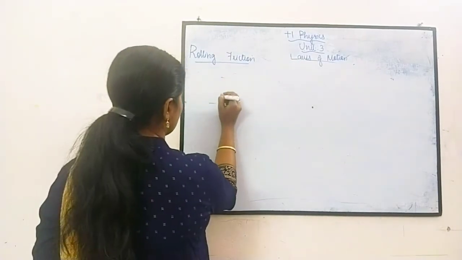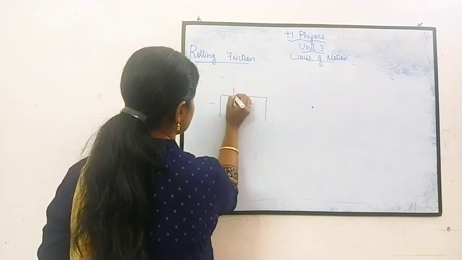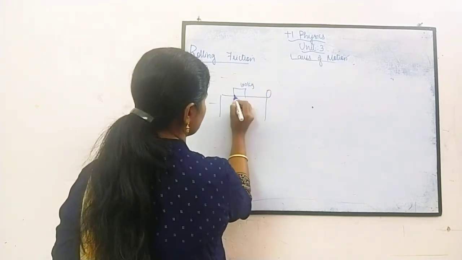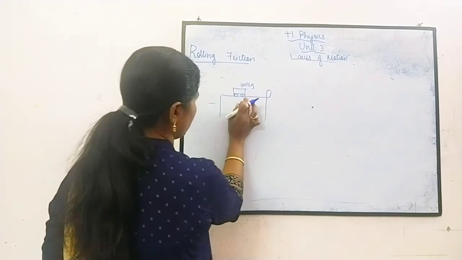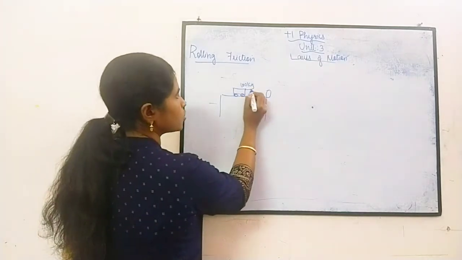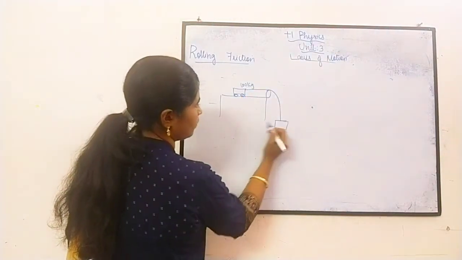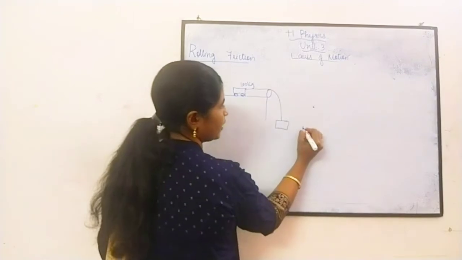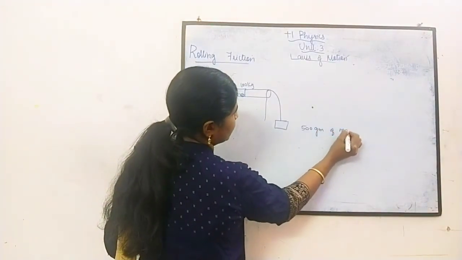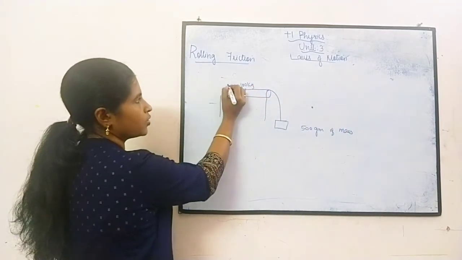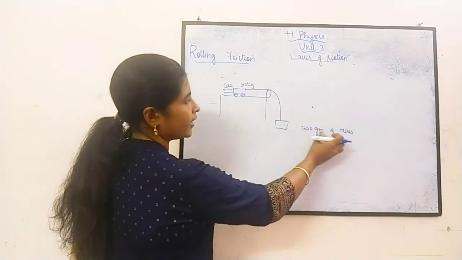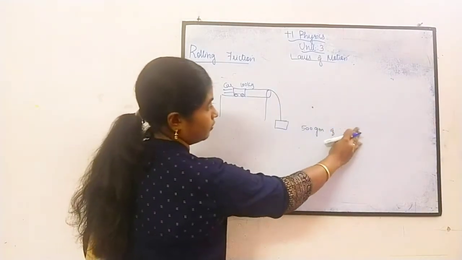Consider this as a table and there is a 100 kg mass. Here there is a roller wheel provided, so that there will be a rolling motion. Consider I am giving only 500 gram of mass. Suppose you think it is like a car.